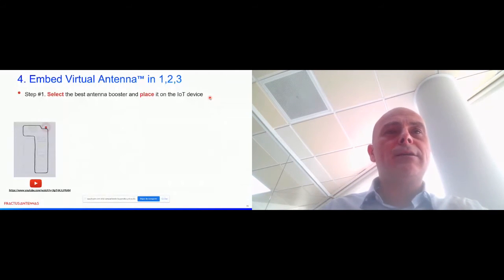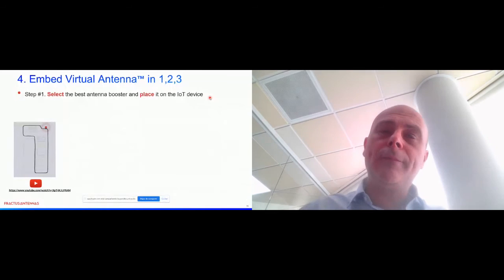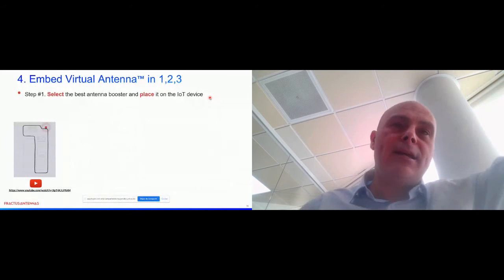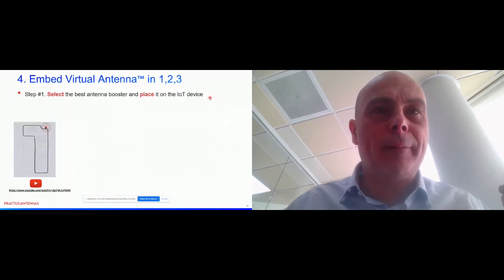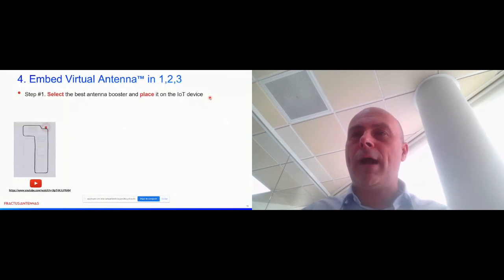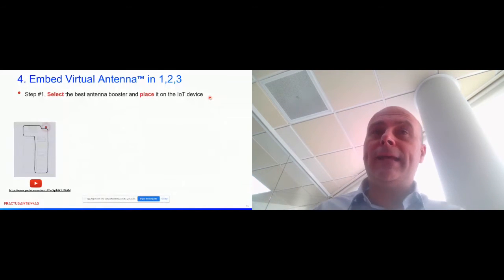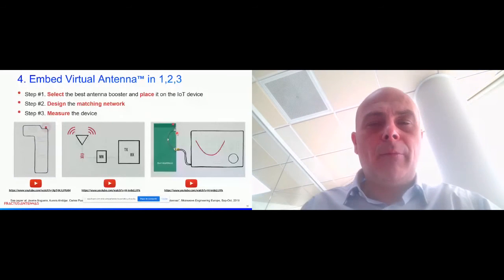Second step is the design of the matching network. The matching network is something that should be placed between the antenna booster and the transceiver in order to maximize the signal going to space and also to maximize the signal coming from the air. And finally, you can test your device, either with a vector network analyzer, where you can tune the matching network needed with your real device, and also you can test the radiation patterns and efficiency in an anechoic chamber.